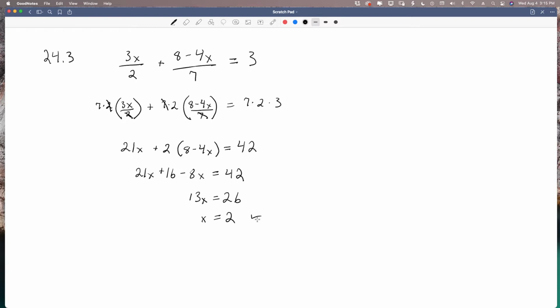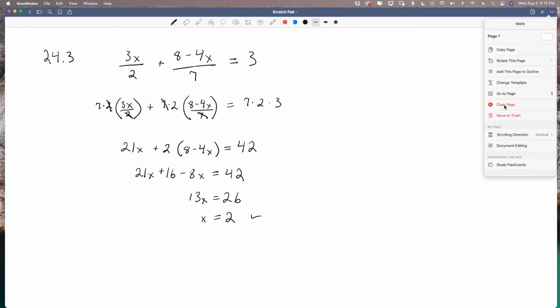All right, moving on. I'm going to clear the page, pause if you need to write your notes. Let's talk about overlapping triangles.